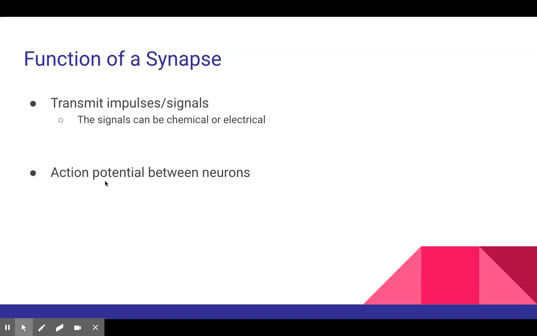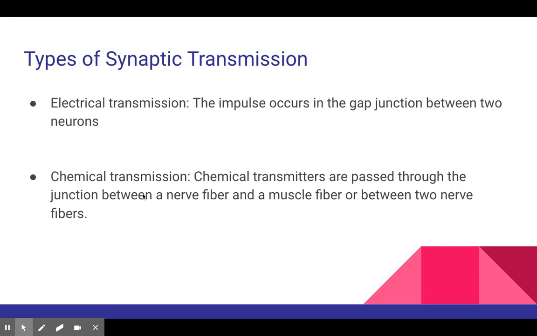So the action potential is the act where the chemical processes are actually taking place. When we're talking about synaptic transmission, we have electrical transmission and chemical transmission. In an electrical transmission, the impulse occurs in the gap junction between the neurons. And in a chemical transmission, the chemical transmitters are passed through the junction between the nerve fiber and the muscle fiber, or between two nerve fibers.